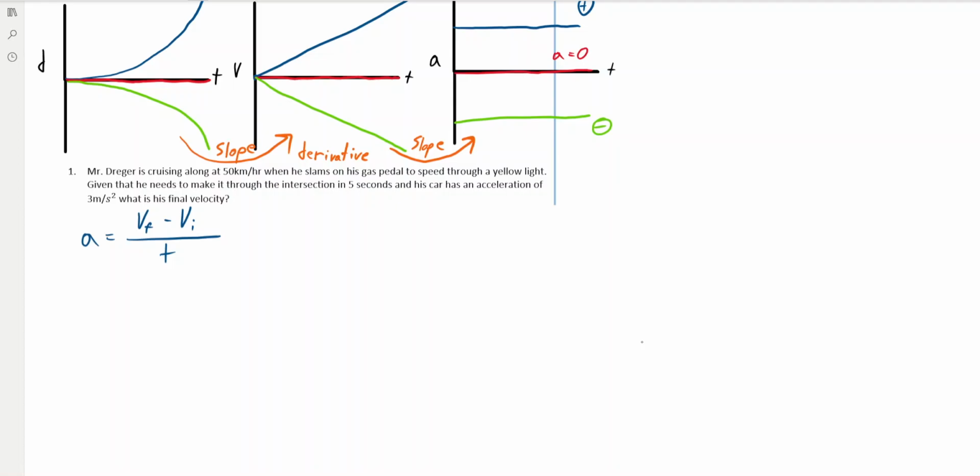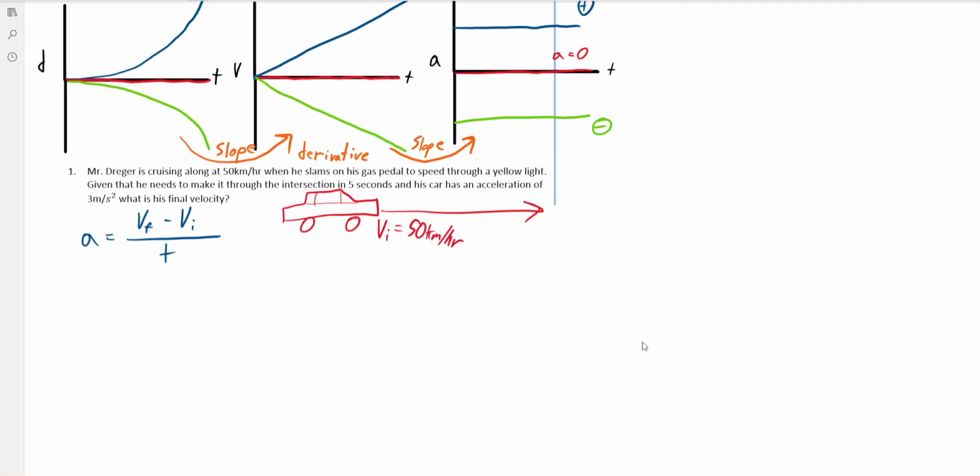Okay, so what we need to do is solve this equation for the final velocity. Before we do that, I always like it if you can draw a picture. In this case, it's not that complicated of a question, so it's not as big of a deal, but it is nice to sometimes still get that idea. So draw the picture. My car is going at some speed. That's the initial velocity, because that's the speed it's starting at.